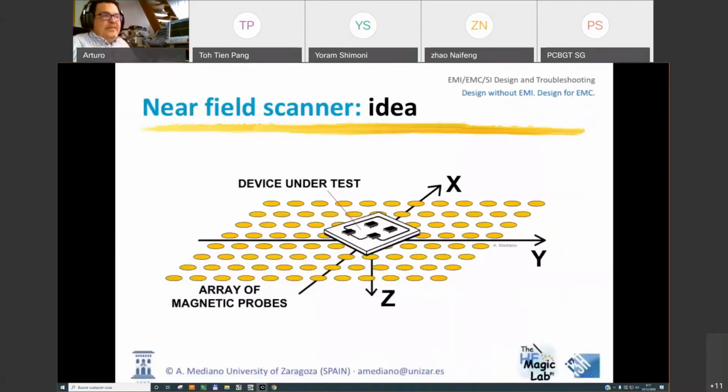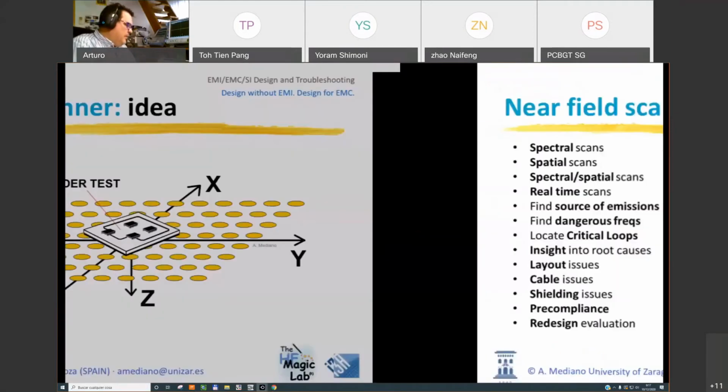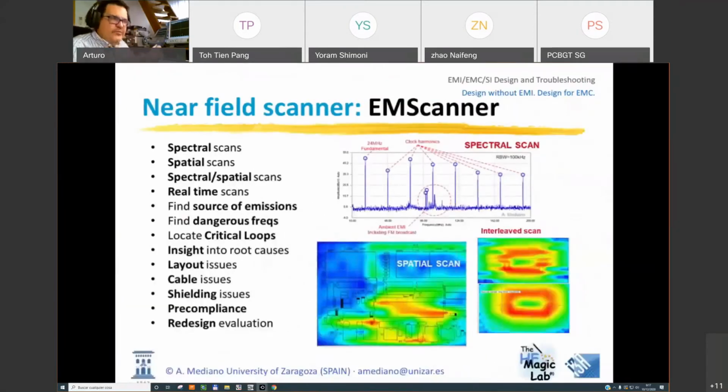What we have is something like this. It's a very big number of small cells that are below the device under test. And then we are able to measure how much is the magnetic field that is related with the currents in your circuit. If these currents are not controlled, then you have the possibility to create many, many problems. We can do basically two things. I will be doing in my demos one spectral scan and one spatial scan.